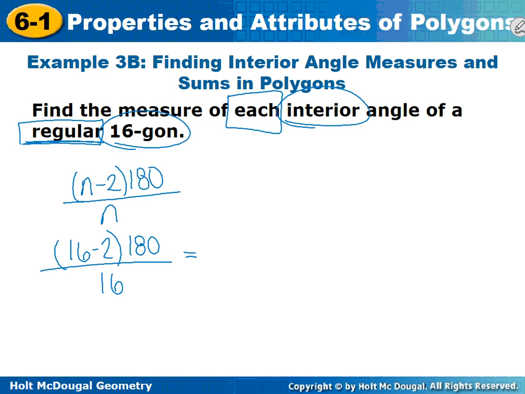$157.5? Exactly. Okay. So 157.5 degrees. Don't forget your degree symbol. So we're saying that if we drew a 16-sided figure, each angle in that figure, if it was regular, would be 157.5 degrees. Is everybody okay with that?